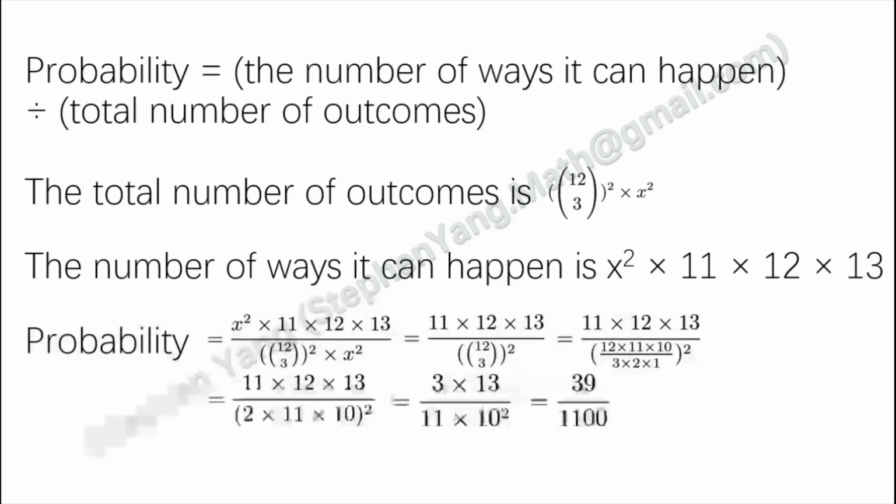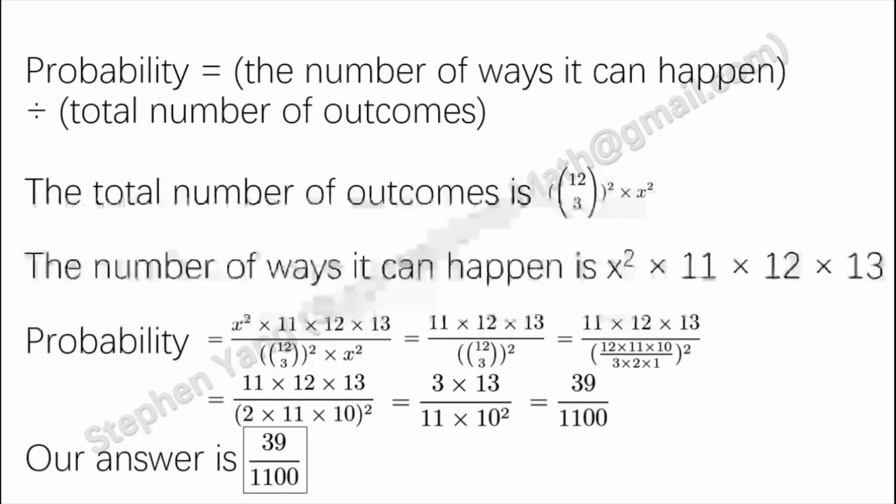And that equals 11 times 12 times 13 over (12 times 11 times 10 over 3 times 2 times 1) squared. And that equals 11 times 12 times 13 over 2 times 11 times 10 squared. And that equals 3 times 13 over 11 times 10 squared. And it equals 39 over 1100. And so we get our answer. And our answer is 39 over 1100.